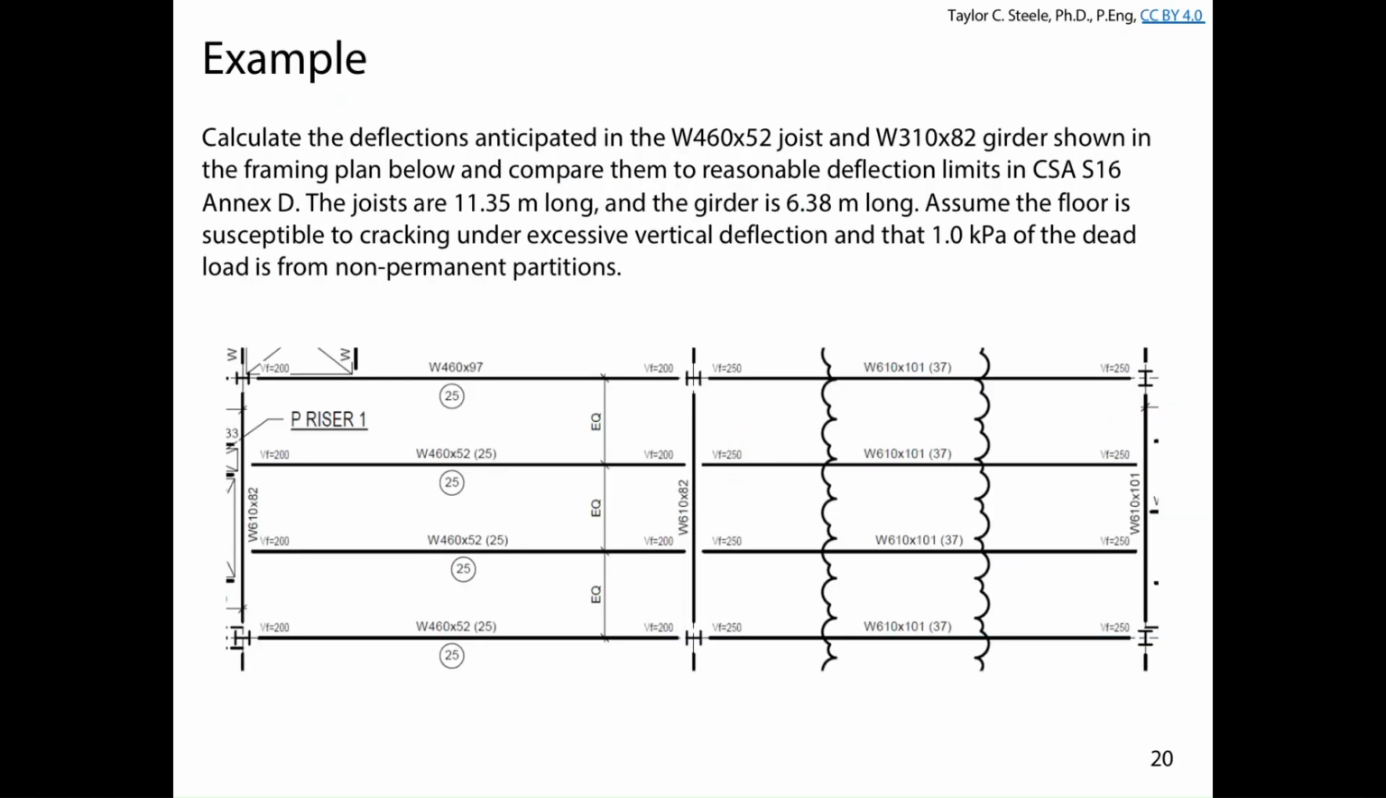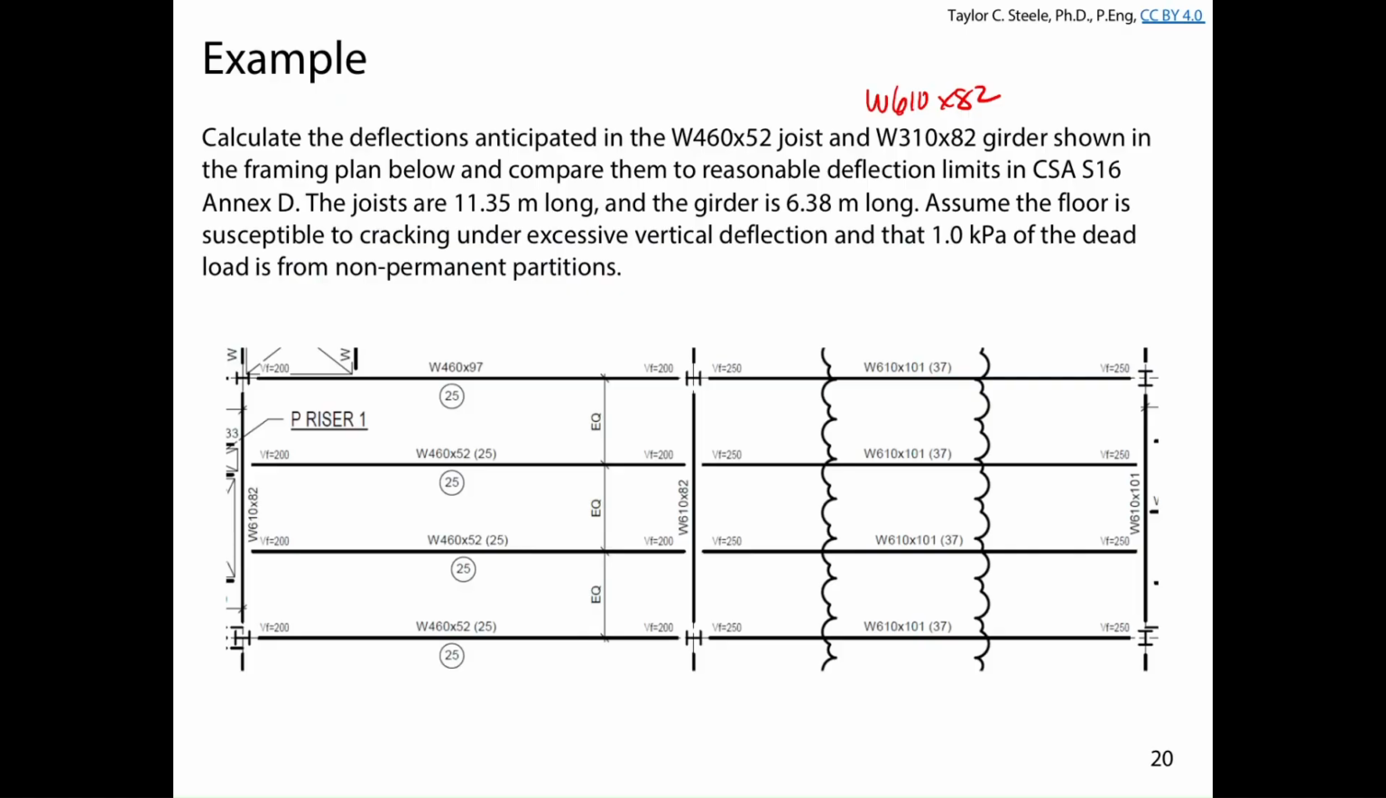So let's apply this. We're going to calculate deflections anticipated for the W460 by 52 joist. And it says a W310 by 82 girder, but that's not right. We're going to look at the W610 by 82 girder, shown here. And we're going to compare them to the reasonable deflection limits from S16 NXD. This is a real floor plan, actually a floor plan in the Justice Building downtown.